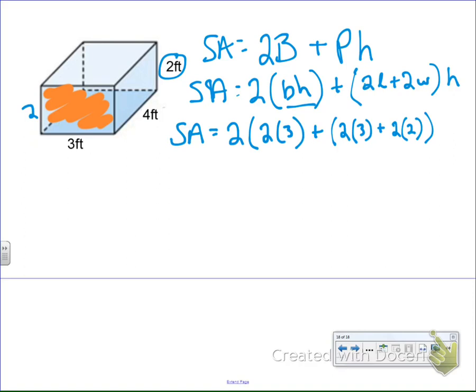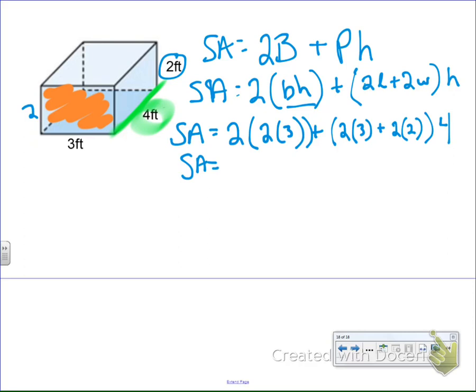It's important to know here the height is the height of the prism. That's the distance that connects my 2 bases. So that's going to be a height of 4. So now I'm ready to do some multiplication here. Oh, I forgot that parentheses. So let's simplify some things out.